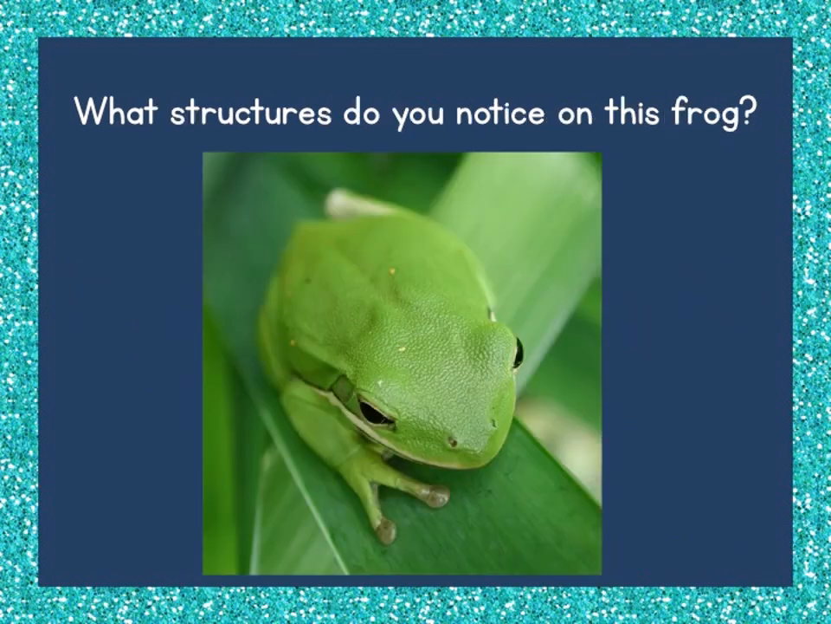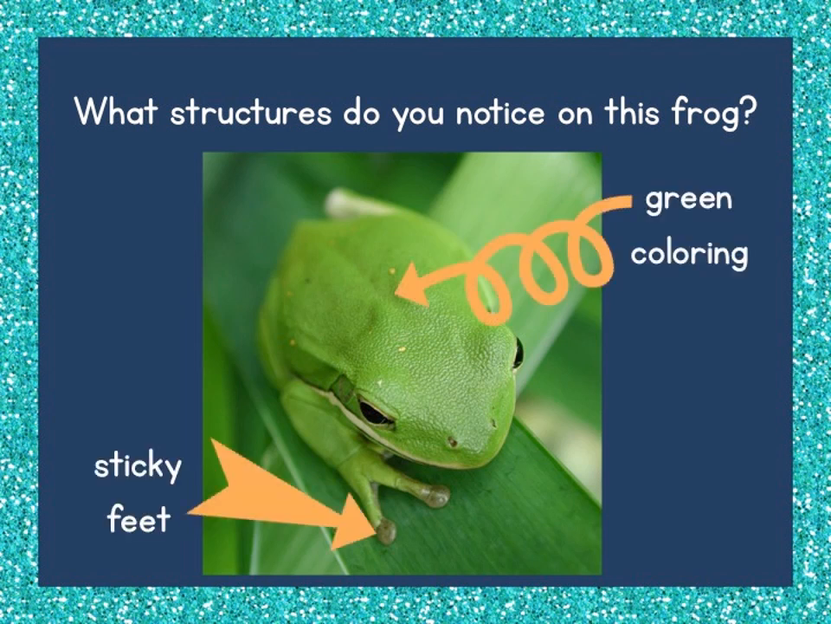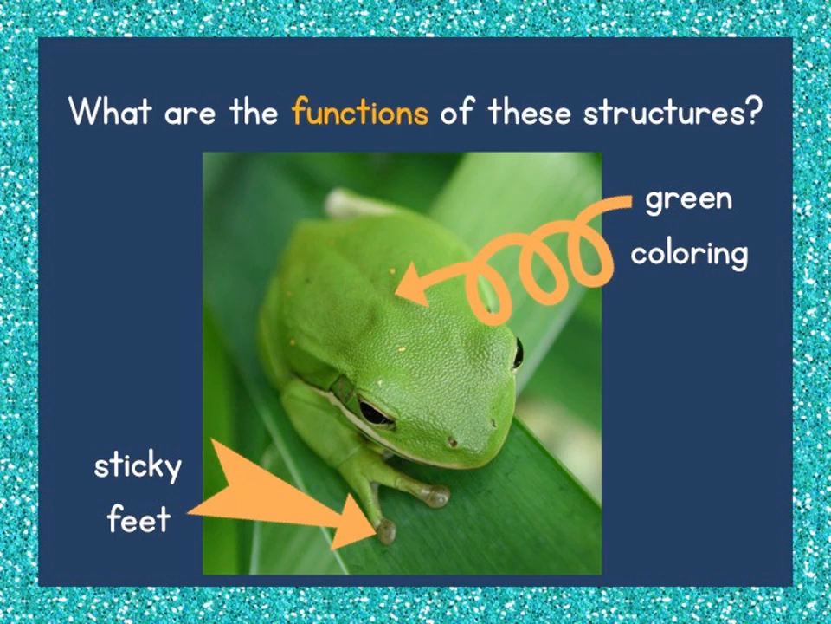What structures do you notice on this frog? Cute little tree frog. So we've got sticky feet and green coloring. You might have said some other things. So what are the purpose of those sticky feet and that green coloring? Well, those sticky feet allow this tree frog to climb and jump through the rainforest really easily. And that green coloring is camouflage to hide that frog from prey.